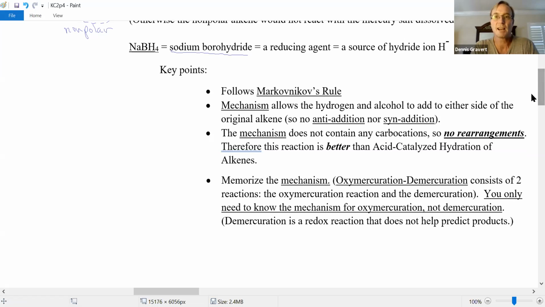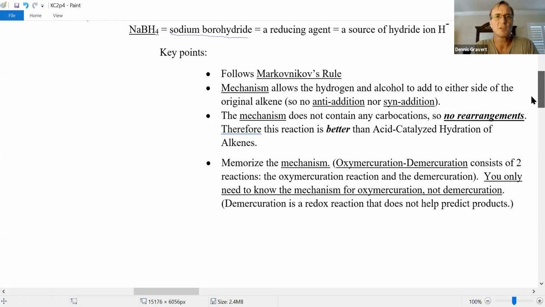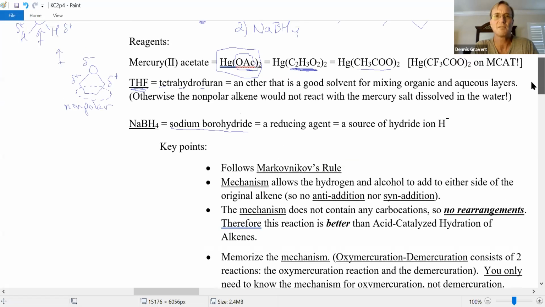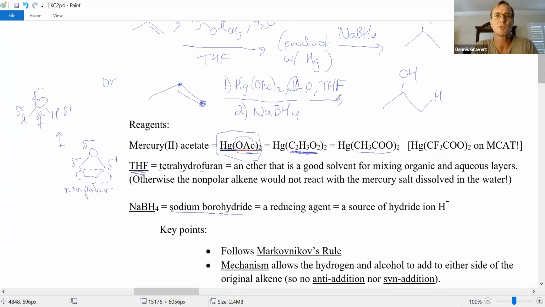And then it turns out, if you go to most textbooks, they don't give you the mechanism for the sodium borohydride, the second reaction. And the reason for that is, if you know the mechanism for the first reaction, you've already correctly predicted where the alcohol group is supposed to go. So the sodium borohydride just removes the mercury. It's not so helpful for predicting products.